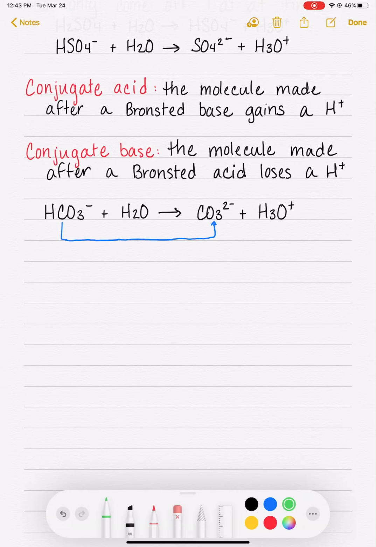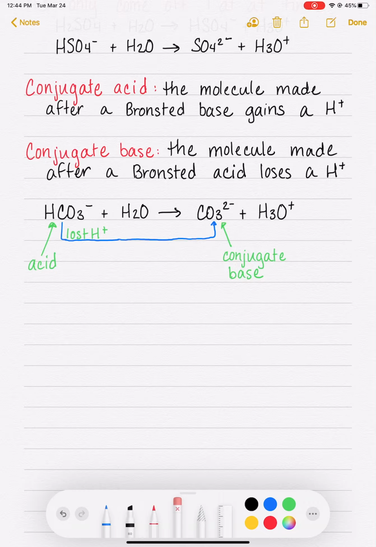And how did it go from HCO3 minus to CO3 2 minus? It lost a hydrogen and it lost a positive charge. That makes it the acid. And the molecule that it turned into, CO3 2 minus, that is our conjugate base. Again, the molecule that it turns into is the conjugate base.